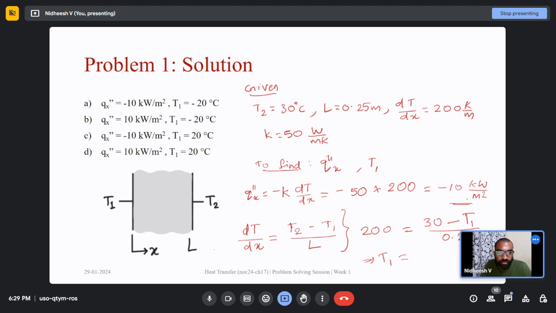Can someone tell me what T1 is? Solving this equation, 200 into 0.25 is 50. 30 minus 50 is minus 20 degrees Celsius, right? Minus 20, sir. Yeah. So we have solved the first question.